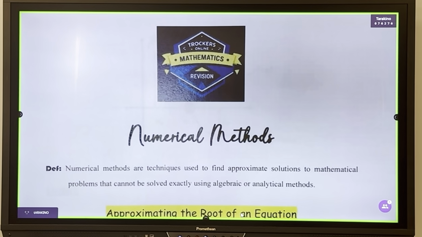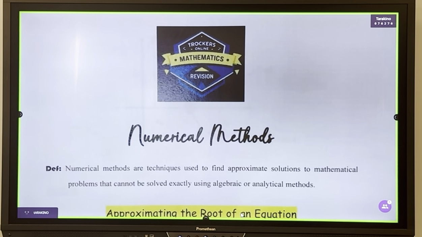Okay, so now we are moving on to yet another interesting but most examinable topic, which is numerical methods. This is more like an introduction to numerical methods, and I'm just going to go over the basics, things that you're supposed to know when we are dealing with numerical methods. Right. So let's start with the definition.